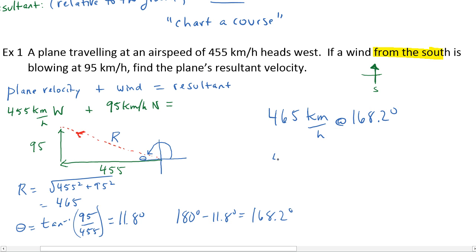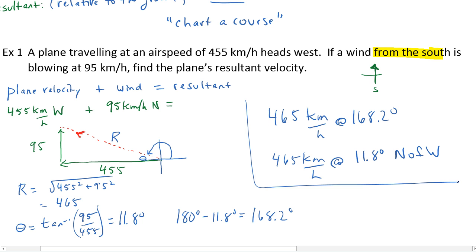This is how I would write that. I could also write 465 kilometers per hour at 11.8 degrees north of west, because it gives me a good sense of where it is. So both of those are good ways of answering it. You don't have to do both. You can do either way. Okay, so there's example number 1. I hope that makes sense.